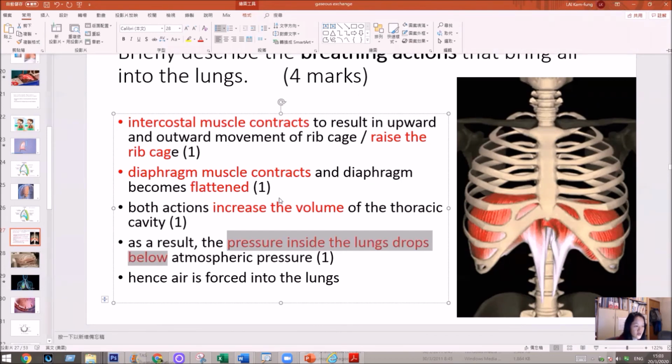Okay, this is a standard question in which most of the students in HKDSE perform well. So remember the keywords: the two muscles. Intercostal muscles contract, raise the rib cage. Diaphragm muscle contracts, flatten the diaphragm. This increases the volume of the thoracic cavity. Hence, the pressure drops below atmospheric pressure. So if you just say pressure decrease, no mark. You must say pressure drops below atmospheric pressure. This is the fourth mark.